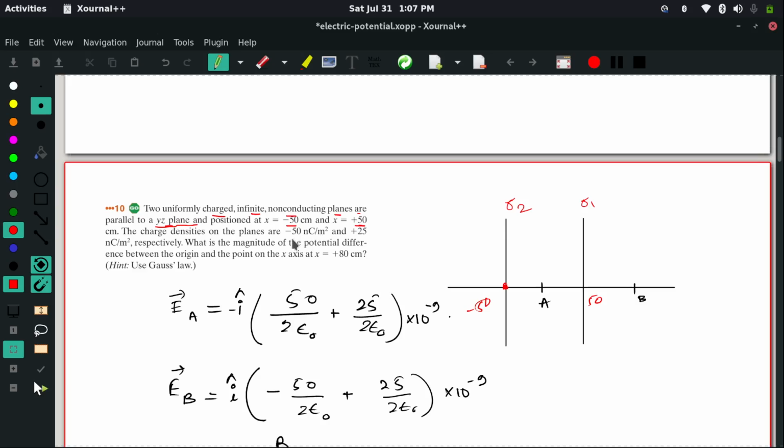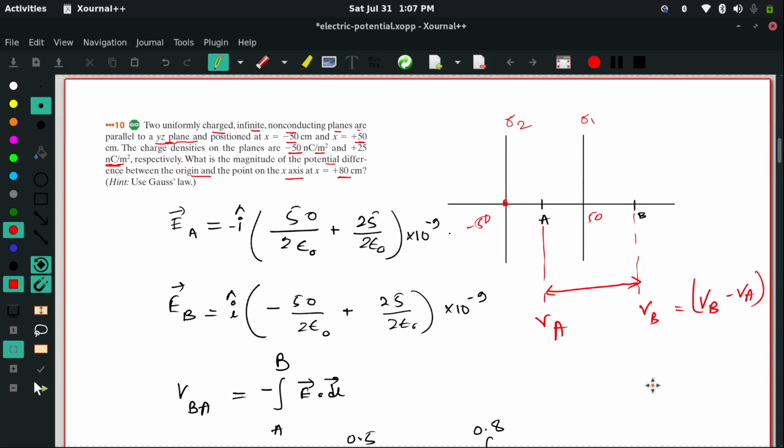Charge densities of the planes are 50 nanocoulomb per meter square and 25 nanocoulomb per meter square. So two different densities are here. What is the magnitude of the potential difference between the origin and the point on the x-axis at 80 centimeters? What they are asking is to calculate the potential between these two points. This is our VB, this is our VA, and we have to calculate VB minus VA.